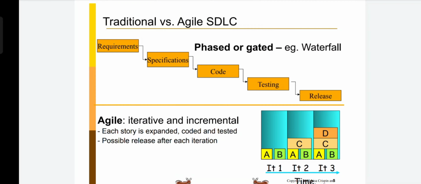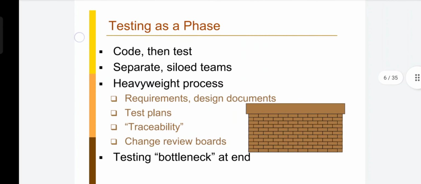Now, testing as a phase. This is nothing but code, then test. Separate, slow teams. Heavyweight process, such as requirements, design documents, test plans, traceability, change review boards, and a testing bottleneck. These are the different phases and steps involved in testing as a phase.